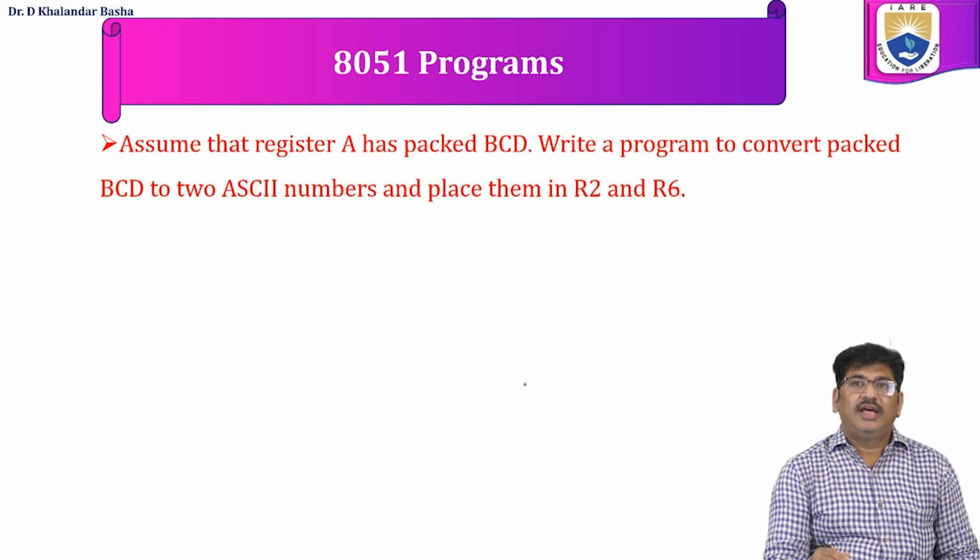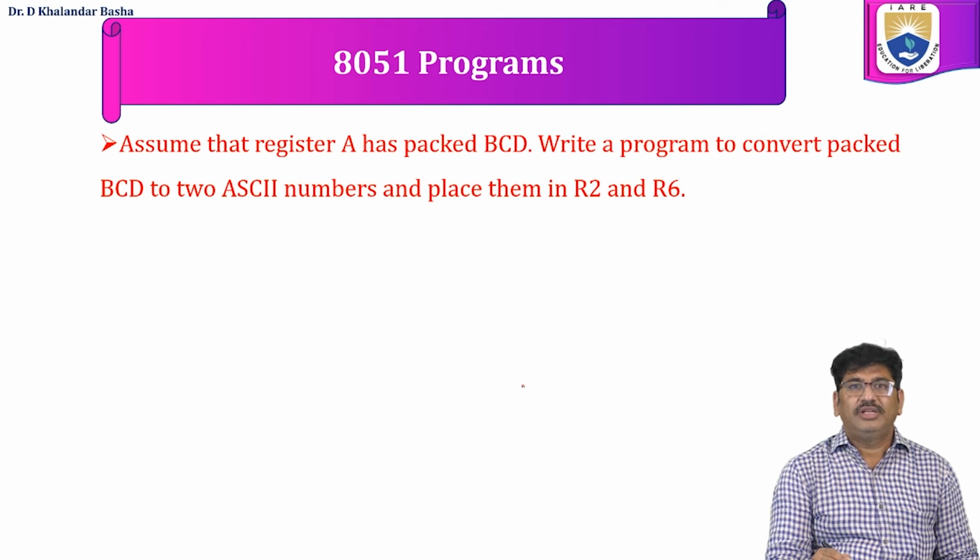Next, assume that register A has packed BCD. Write a program to convert packed BCD into 2 ASCII numbers and place them in the R2 and R6 registers.